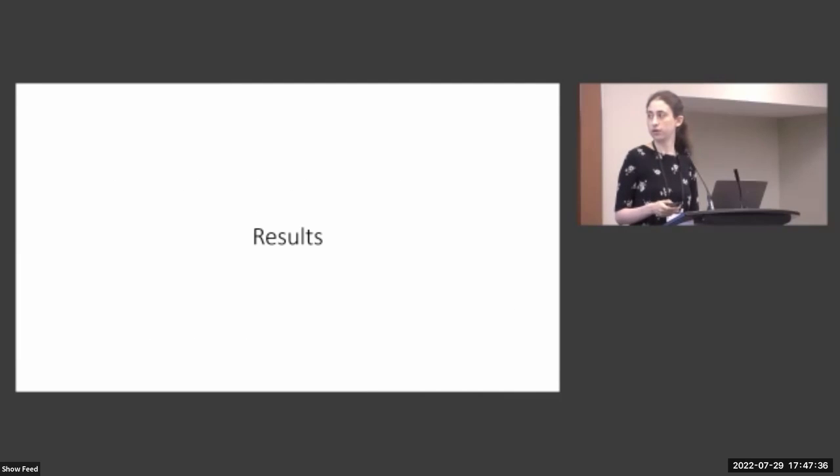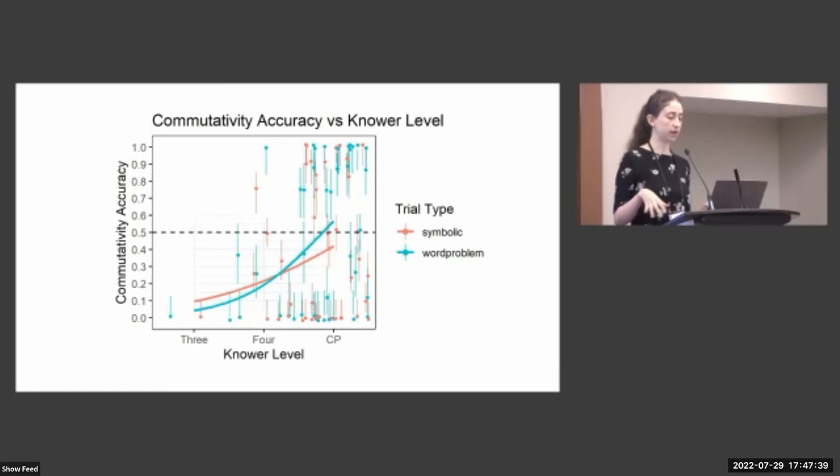Okay, so for our results, the results will all be in the same format, where each individual dot represents a participant. In red, you see their performance on the symbolic commutativity tasks, and in green, the word problem tasks. And on the y-axis, you'll always see commutativity accuracy, and on the x-axis, it's subsequently more advanced levels of the particular cultural predictor we're looking at. So in this case, we're looking at knower level. So with increasing number knowledge, they fare better at commutativity. But more interestingly is the fact that at the low knower levels, no participant really succeeds on the commutativity task.